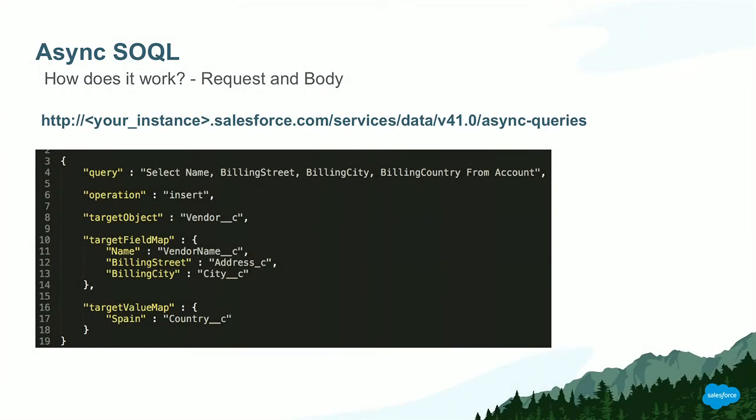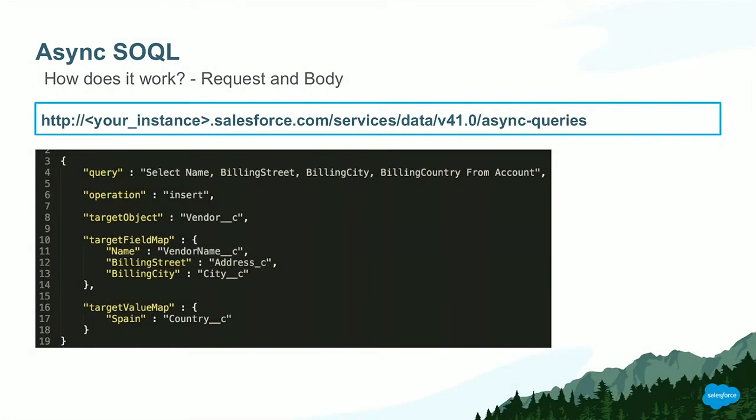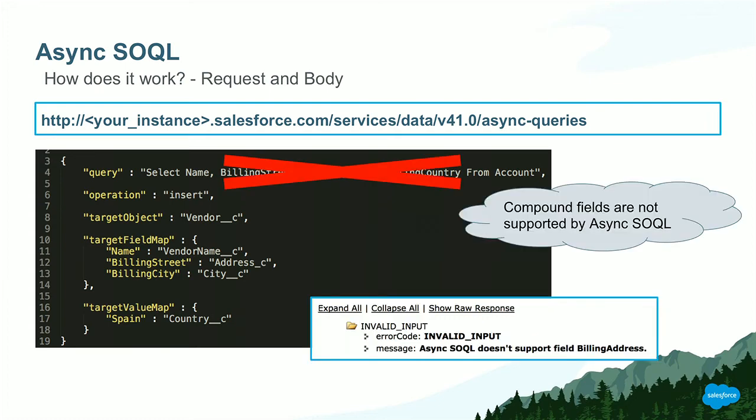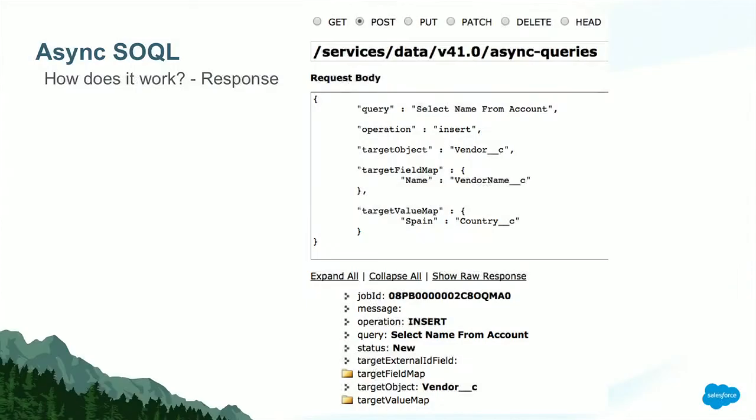So we have the body. How is the call? Like that, simple. Keep in mind your instance name, and also at the end, /async-queries. Async SOQL is the old name. It has been changed. But if we try to run this, it doesn't work because compound fields are not supported by Async SOQL yet. So I removed the compound fields, I moved to Workbench, and I ran this POST call.